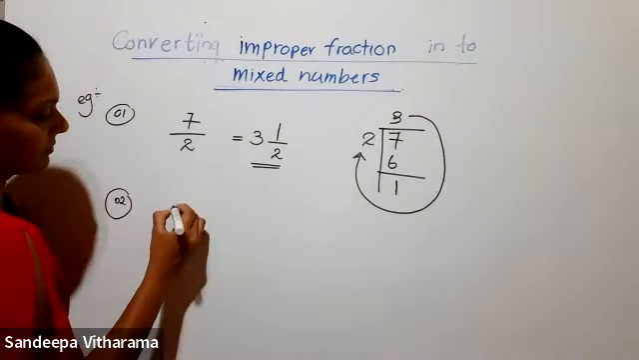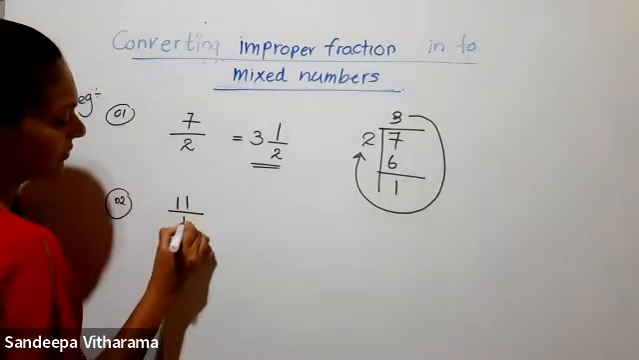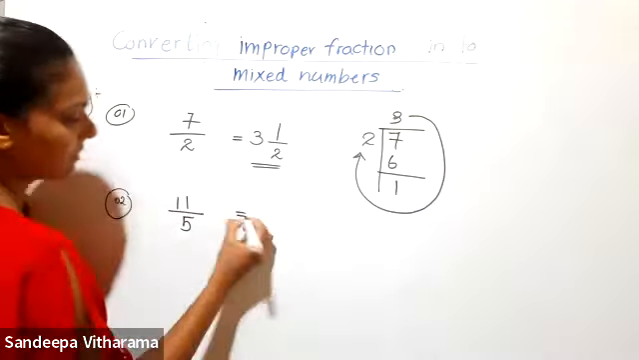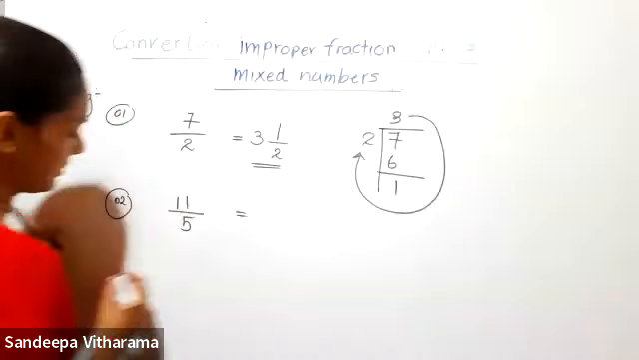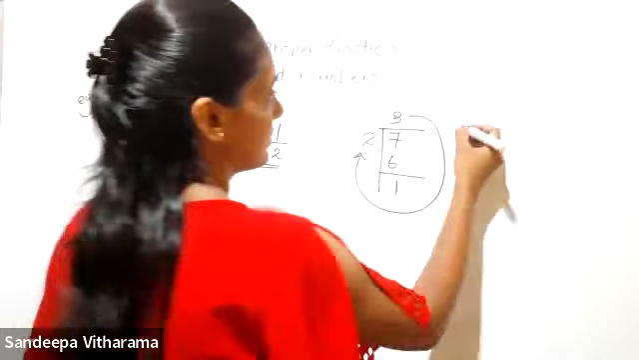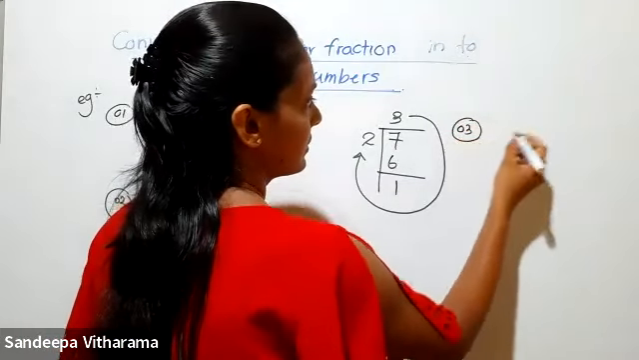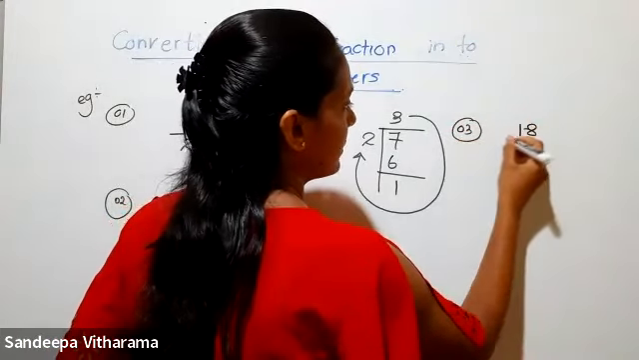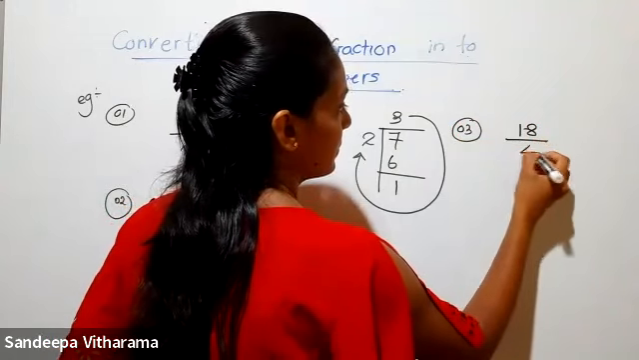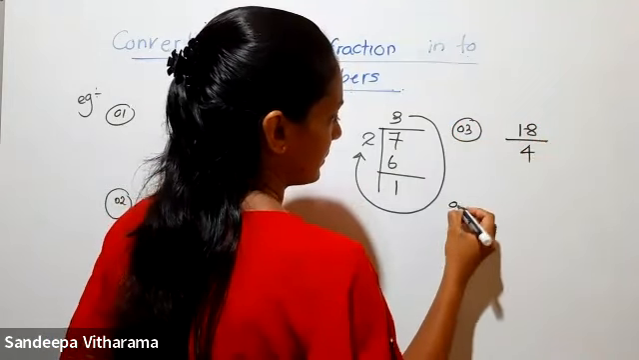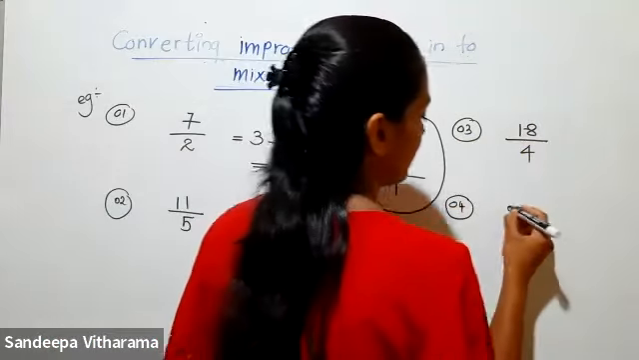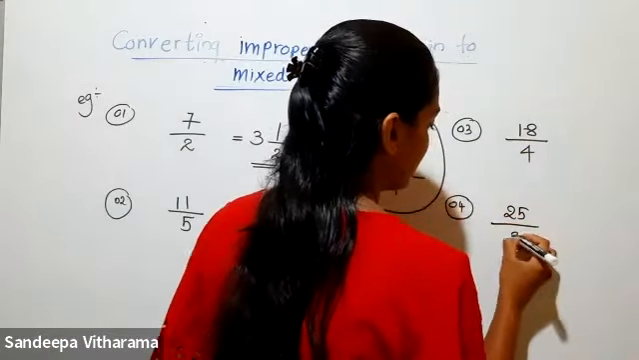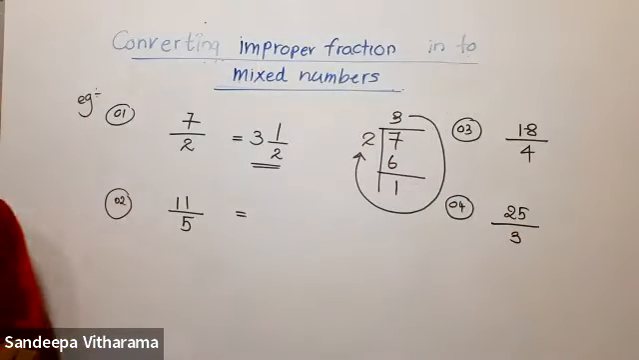Second one, 11 upon 5. Okay, do this one. බලන්න මේක ඔයගොල්ලෝ ගන්න. Then third one, 18 upon 4. Fourth one, 25 upon 3. Okay, try to obtain these answers.